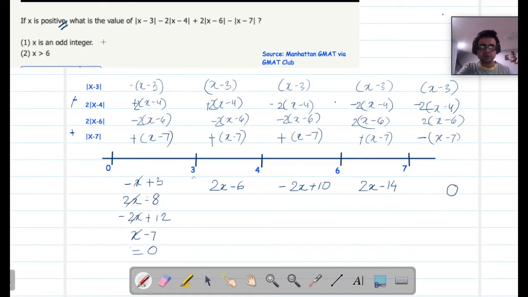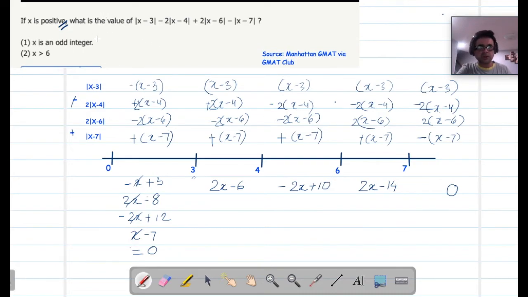You haven't started looking at the statements yet. You have only solved for this expression. You have opened up the braces and figured out what the value of the expression would be for each of the relevant ranges. Now let's start looking at the statements.